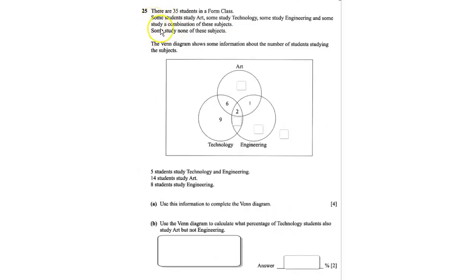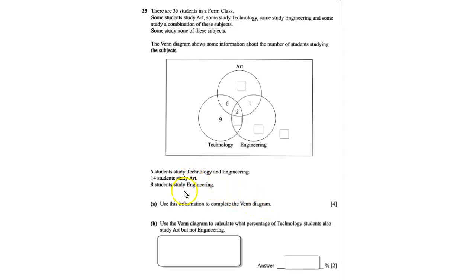So question 25 is a Venn diagram question. There are 35 students in the form class. Some students study art, some study technology, some study engineering, and some study a combination of these subjects. Some study none of these subjects. The Venn diagram shows some information about the number of students studying the subjects. So it's giving you information there. 5 students study technology and engineering, 14 students study art, 8 students study engineering. Use this information to complete the Venn diagram.